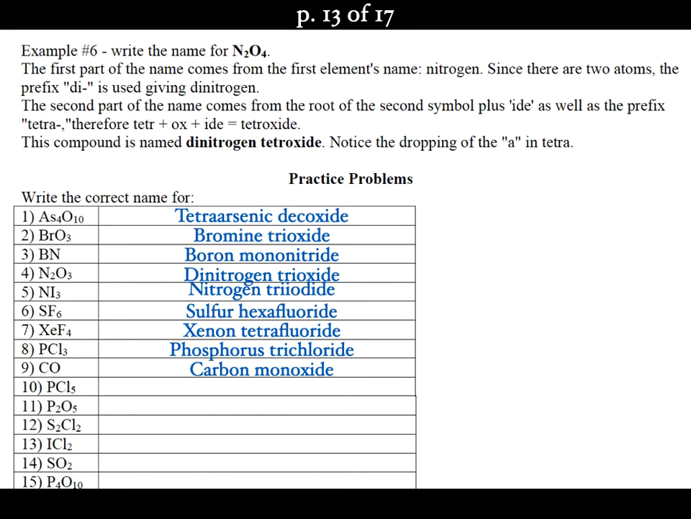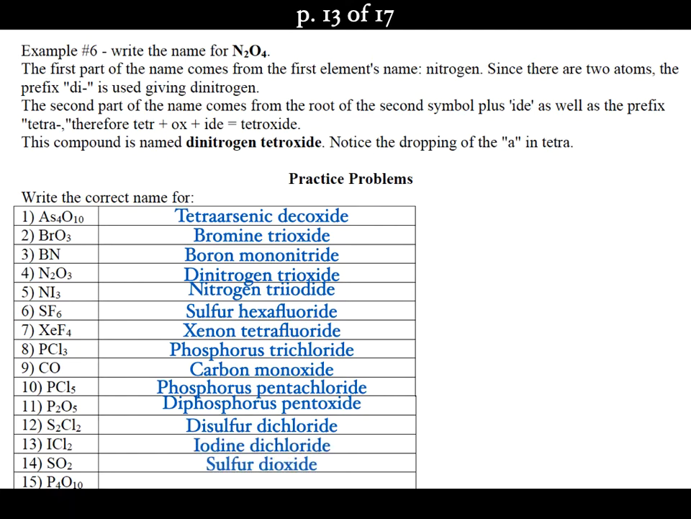10, phosphorus pentachloride. 11, diphosphorus pentoxide. 12, disulfur dichloride. 13, iodine dichloride. 14, sulfur dioxide. And 15, tetraphosphorus decoxide.